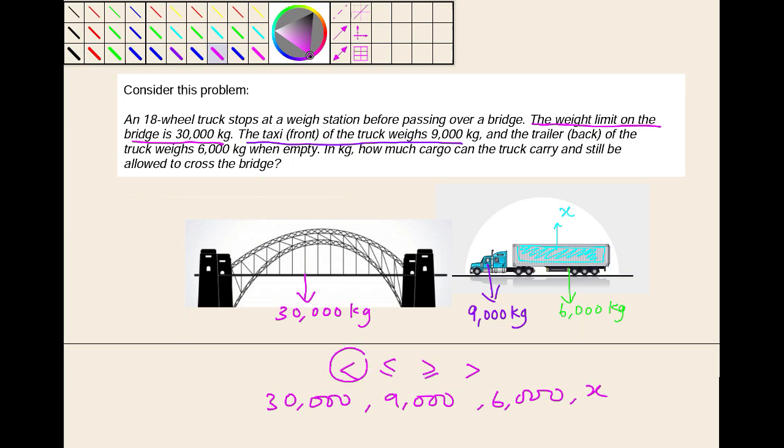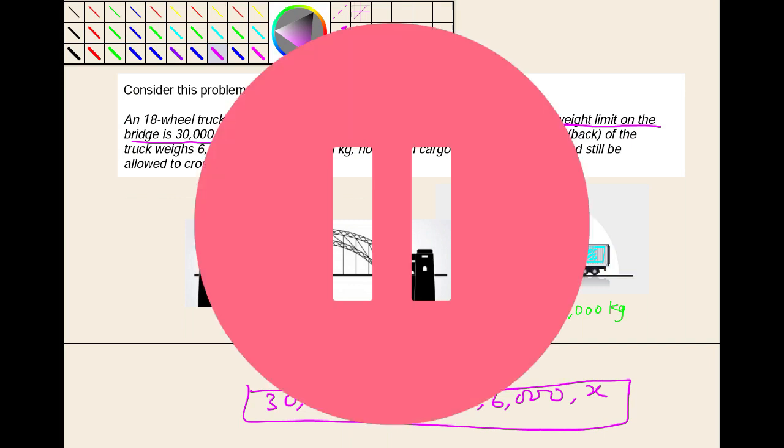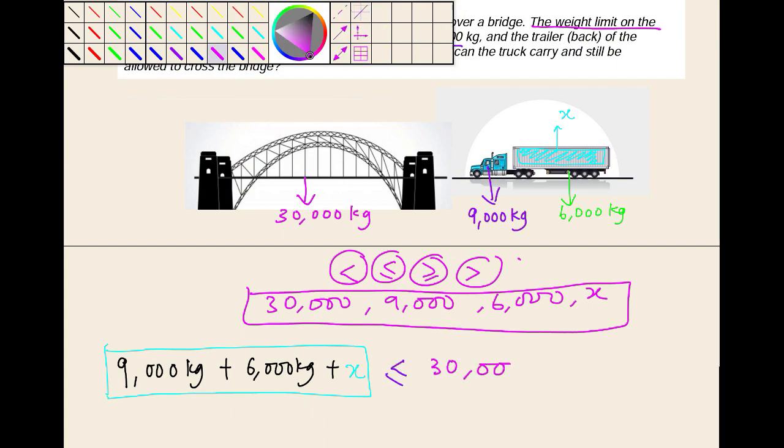So, which inequality do you want to use and how do you set up an equation with an inequality notation? Pause this video and try to figure it out. Okay, the answer is: the total weight of this truck is 9,000 kilograms plus 6,000 kilograms plus X. The whole weight of the truck must be less than or equal to 30,000 kilograms.